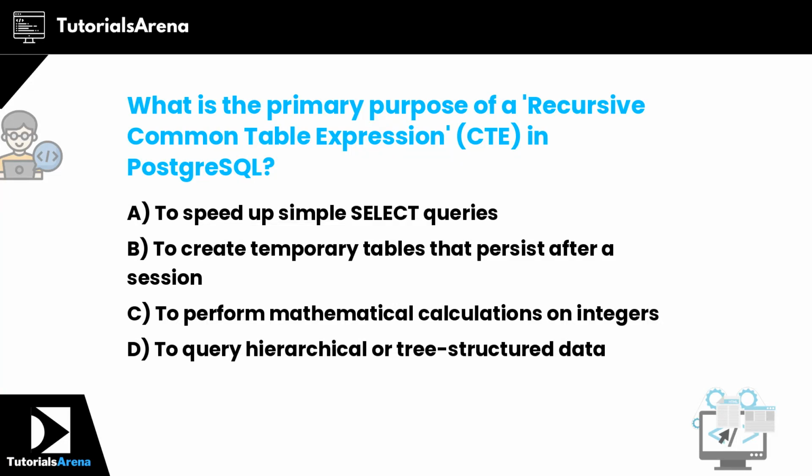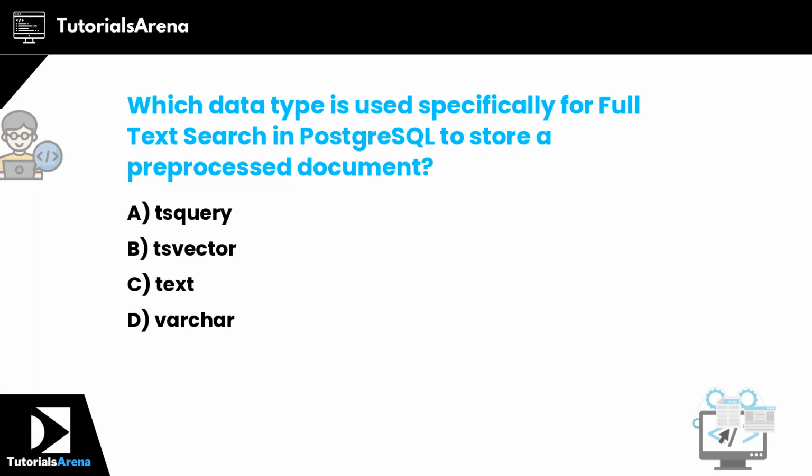What is the primary purpose of a recursive common table expression, CTE, in PostgreSQL? The correct answer is option D, to query hierarchical or tree-structured data. Which data type is used specifically for full-text search in PostgreSQL to store a pre-processed document? The correct answer is option B, tsvector.